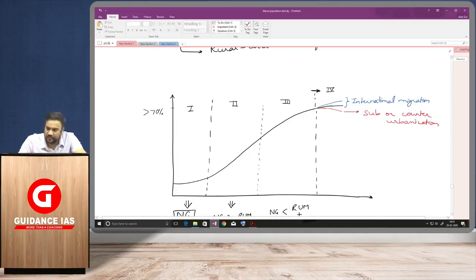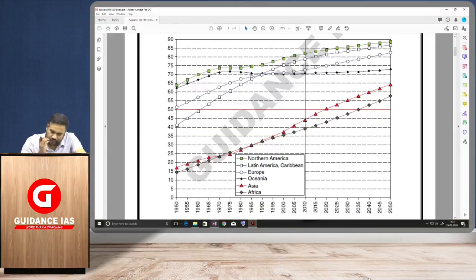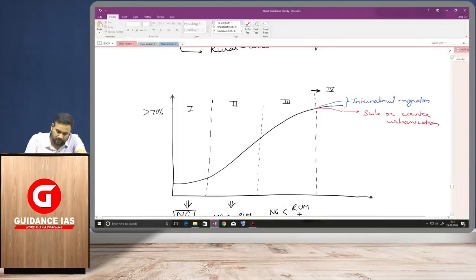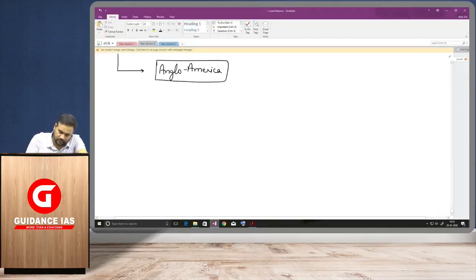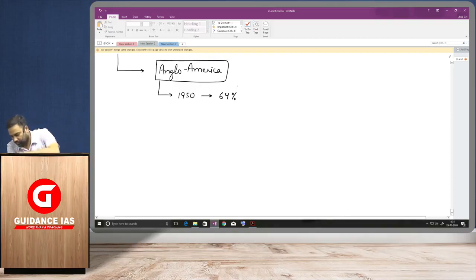As they crossed this in the interwar period, what we find is that in 1950, if you look into their urbanization level, it was quite high already. It was around 64%. So in 1950, it was a 64% level of urbanization. They had reached already.